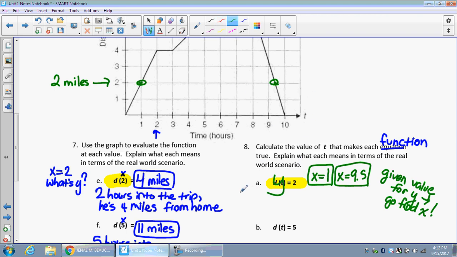He is two miles from home at hour 1 and hour 9.5, or the first hour and then 9.5 hour mark, however you would like to write it. And if we think about this situation, it kind of makes sense that we would have 2 answers, right? Because here's his home.